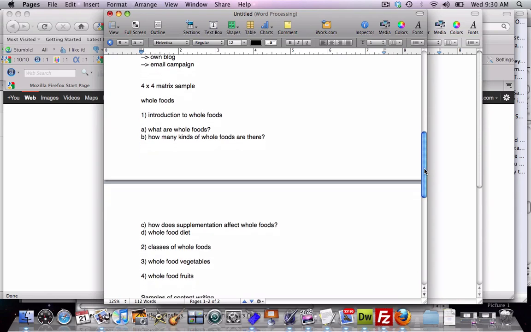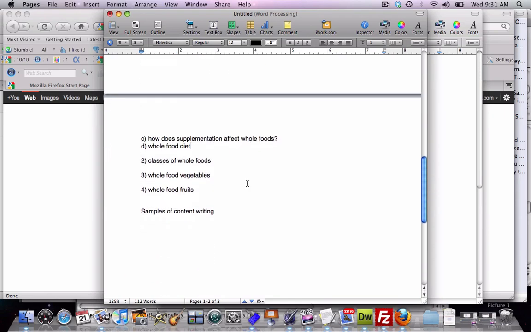Okay, this is 4 by 4. So you see 4 topics with 4 sub-ideas. So what are the classes of whole foods? Maybe we've got vegetables, fruits. Okay, I have no idea if chicken is a whole food, but we're just going to call it that. Fish, because this is just imaginary. Okay? These are the classes, and then now we have whole food vegetables.